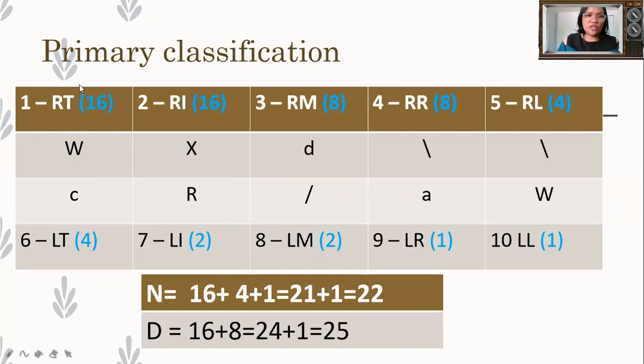Okay, so let us try. In the right thumb, we have W. Are we going to consider this in the primary, especially for the denominator?